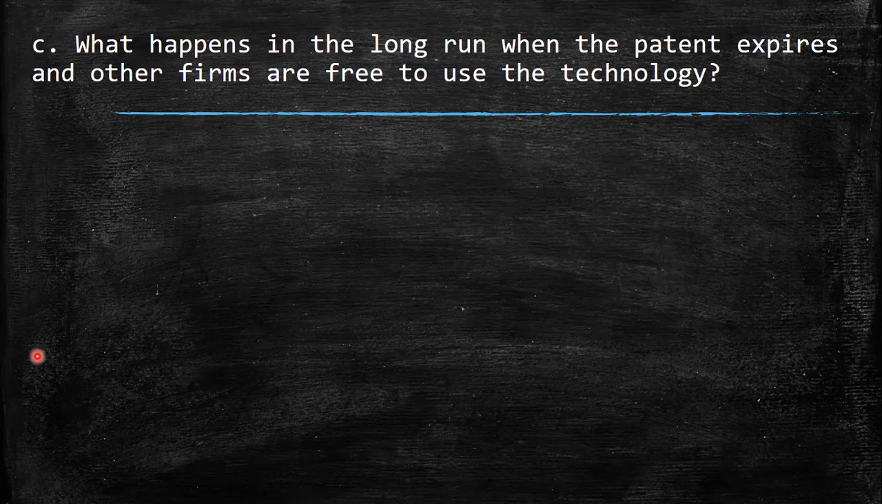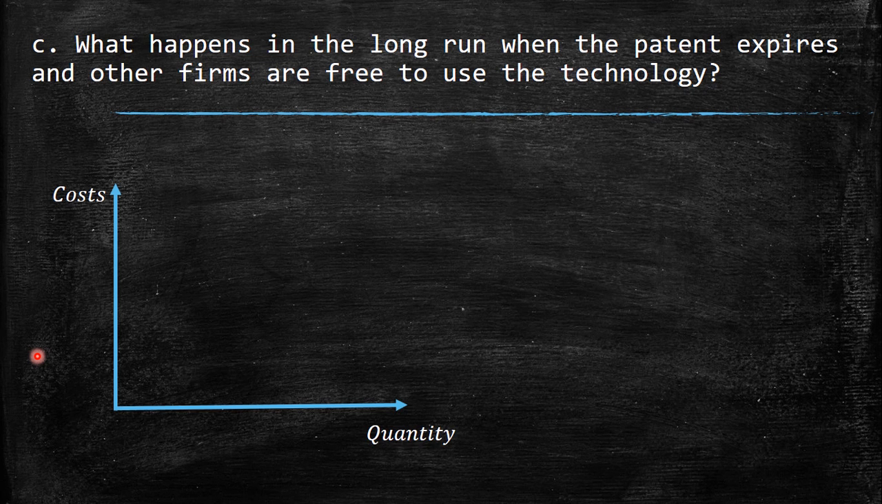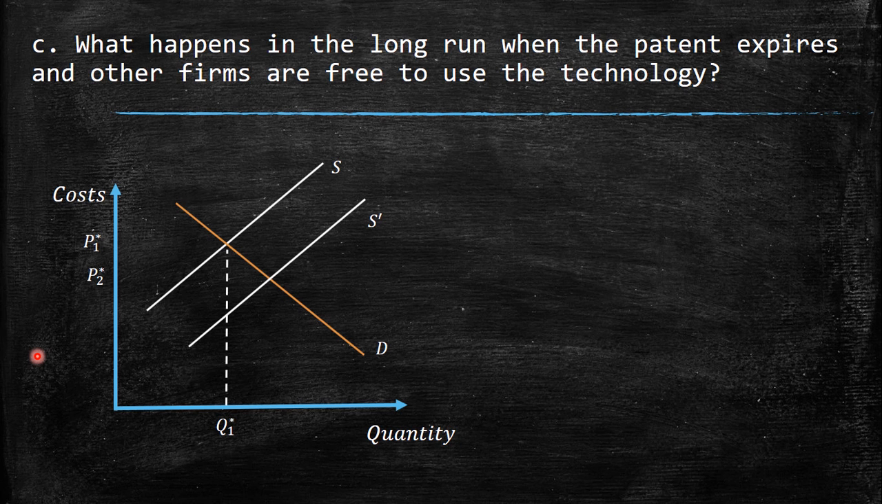Okay, then what happens in the long run when the patent expires and other firms are free to use the technology? So in the long run, basically, we have here the first situation. What was the price? This one. This was the initial. But then when all the companies have this patent and reduce cost, they have the possibility of producing more at the same price.